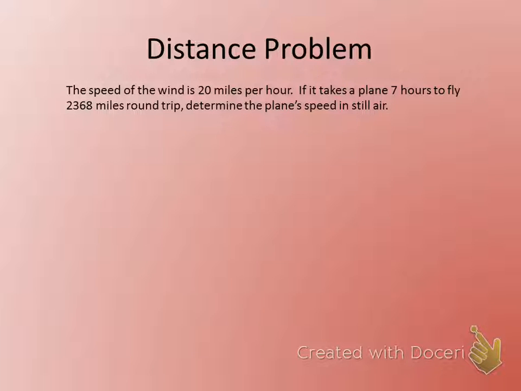So when you get down to it, you'll get a quadratic equation. Just go ahead, plug it in your calculator, and simplify it that way. And then you want the positive answer. So go ahead and answer this one. The speed of the wind is 20 miles per hour. If it takes a plane 7 hours to fly 2,368 miles round trip, determine the plane's speed in still air.